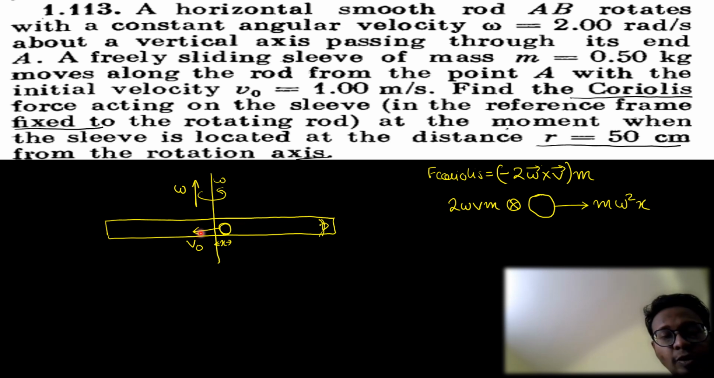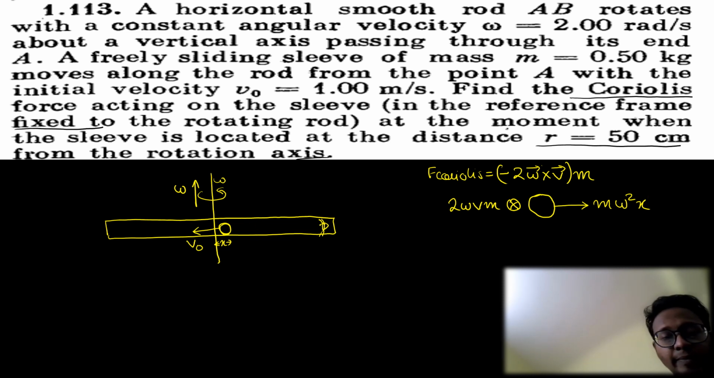Can I use this component of acceleration, or this component of equation? Okay, equation along this line or this axis. See, there is no component of force, no component of Coriolis force along this line. The only force acting along this line is nothing but the centrifugal force.